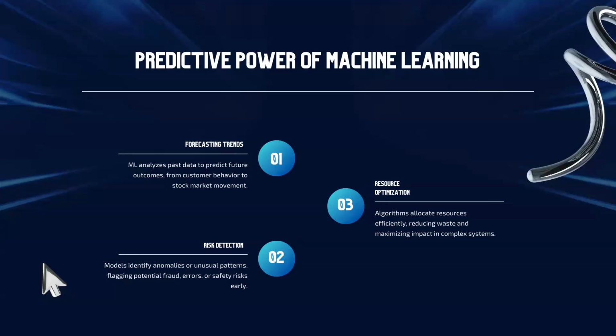The predictive power of machine learning. Machine learning shines in prediction, risk detection, identifying anomalies or unusual behavior, like detecting credit card fraud, forecasting trends using past data to predict future outcomes from weather to stock prices, and resource optimization, managing energy, logistics, or inventory for more efficiency by predicting needs. Companies rely on these models to save time, reduce costs, and make smarter decisions.